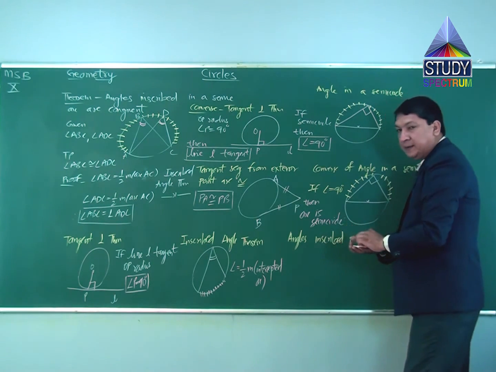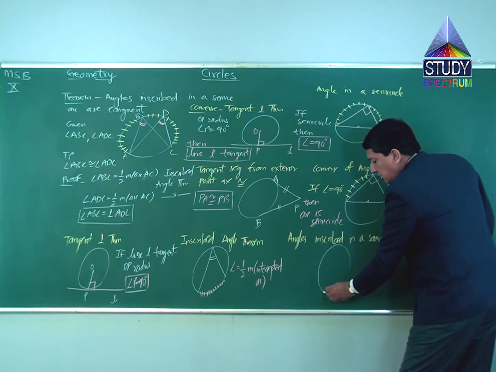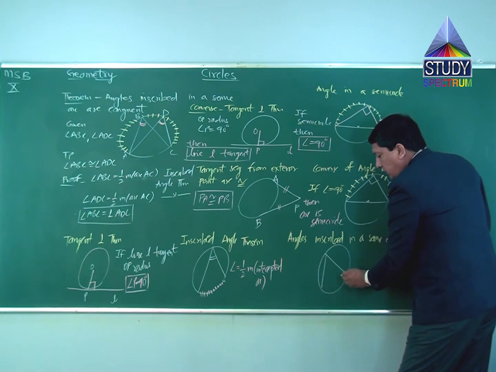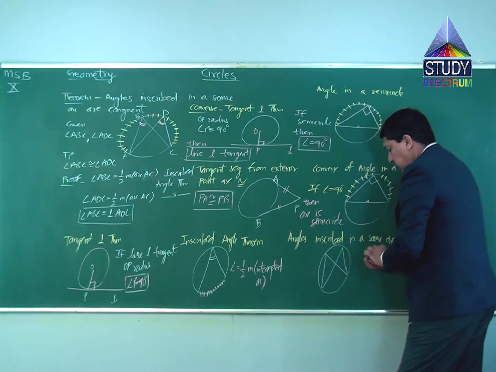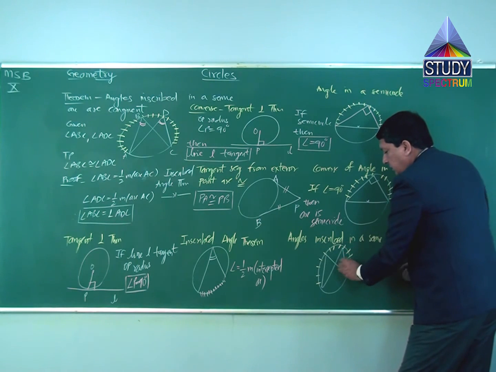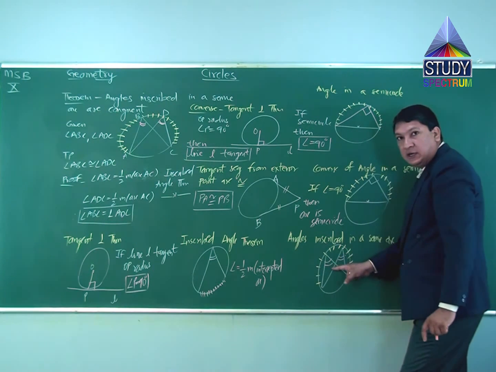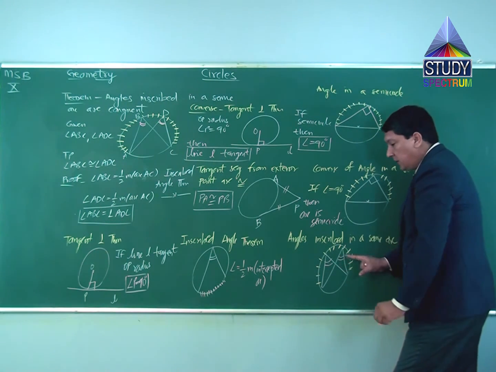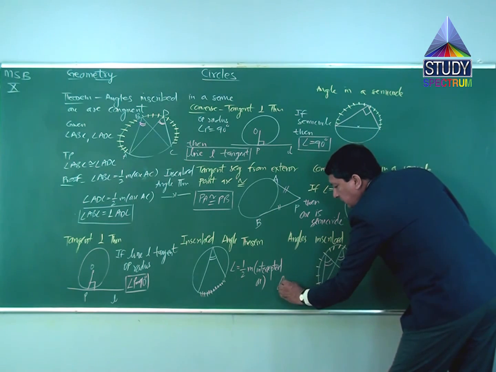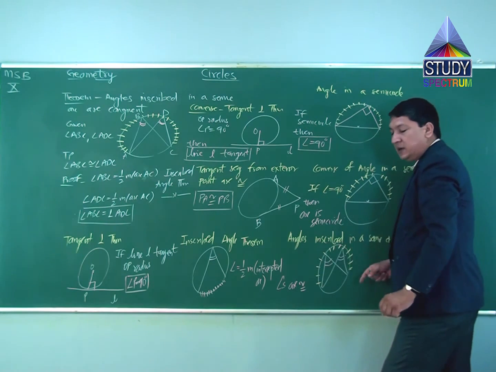Then angles inscribed in the same arc, the same as what we have done. Circle, if these two angles are formed in the same or common arc, we can say the angles are congruent. These two angles will be the same. If this angle is 30 degrees, this angle will also be 30 degrees. Angles are congruent as per the angles inscribed in the same arc theorem.